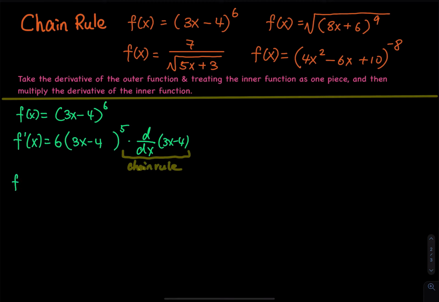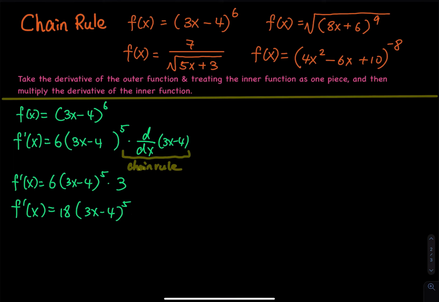So f prime of x equals 6 times (3x minus 4) raised to the 5th. The derivative of the linear function is just 3 because the slope is 3. So we multiply by 3, and then we combine the 6 and the 3. So f prime of x equals 18 times (3x minus 4) raised to the 5th power. With a little bit of practice, you can just get the answer without showing much work. All right, so that's the first function. Let's box that.